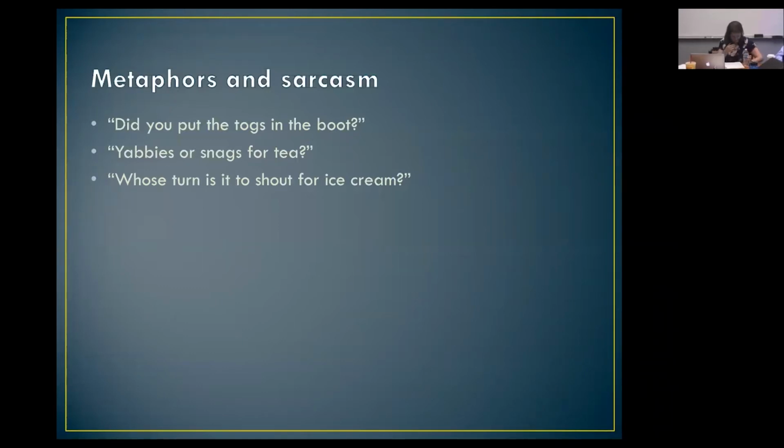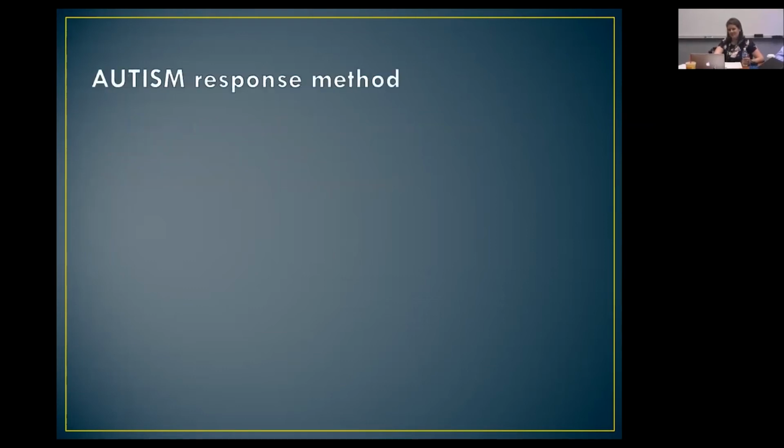Yabbies and snags is shrimp or sausage for dinner. Do you know which one is which? I think shrimp is yabbies. Yabbies and snags for tea. Well, you got it. Hey. And then this last one, whose turn is it to shout for ice cream? Whose turn is it to buy the ice cream? Well, you got that one. One out of three is good. I know how to order ice cream in Australia. It's English. No, guess that wasn't English.